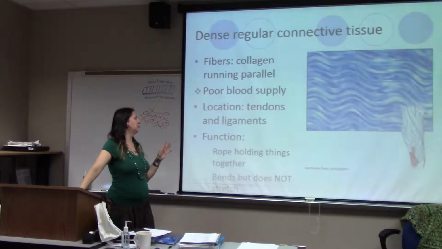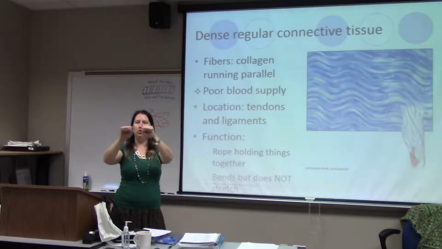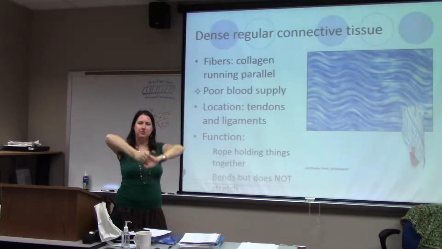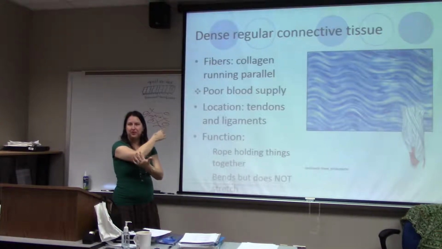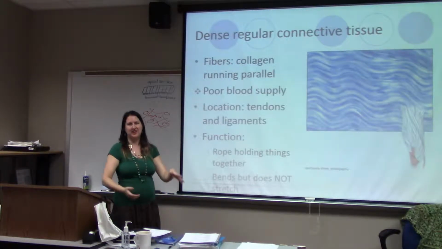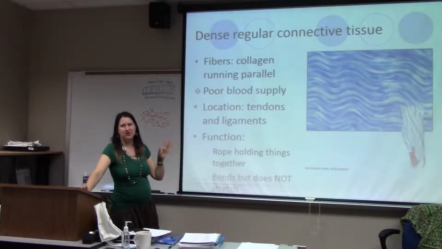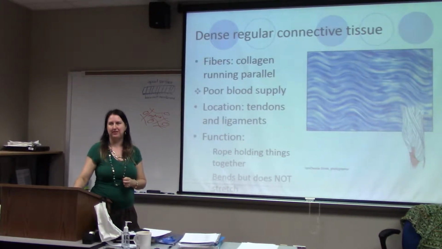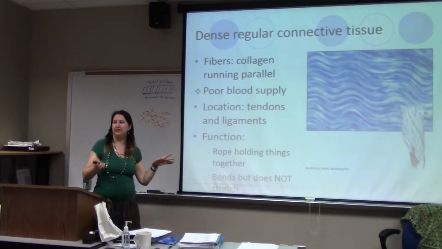Dense regular forms tendons and ligaments. It's places where you want a strong cord to hold things together in one direction, but you want it to be able to bend. So in your joints, where you hold the bones together, where the muscles connect to the bone, you'll have a lot of tendons and ligaments. Because of that poor blood supply, they don't heal as quickly. They don't get the nutrients to repair themselves. Questions on dense regular?